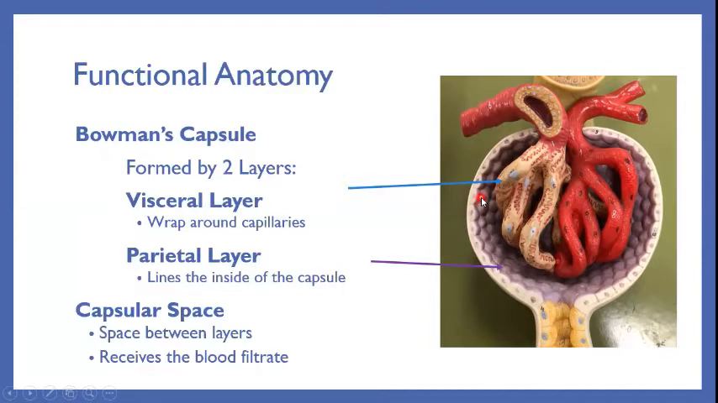And the capsular space is the space between the two layers, between the visceral layer, which coats the capillaries, and the parietal layer that lines the inside of the capsule. The space in between is where that filtrate is going to be collecting.